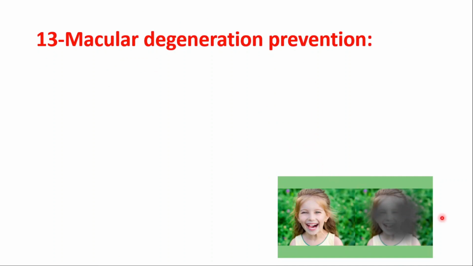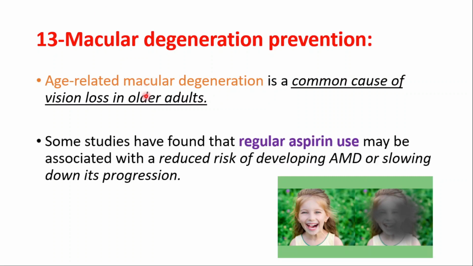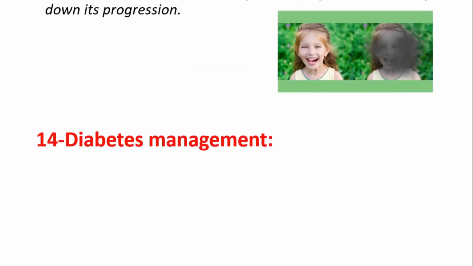Number 13, we have macular degeneration prevention. In macular degeneration, the central part of the vision is blurred mostly. Age-related macular degeneration is a common cause of vision loss in older adults. Some studies have found regular aspirin use may be associated with a reduced risk of developing age-related macular degeneration or slowing down its progression.